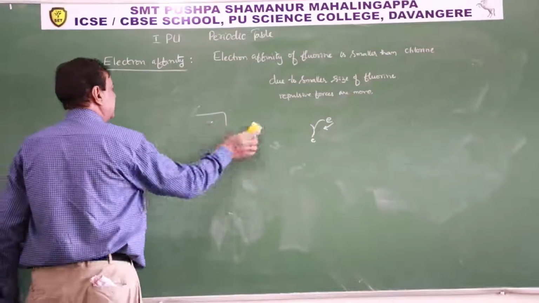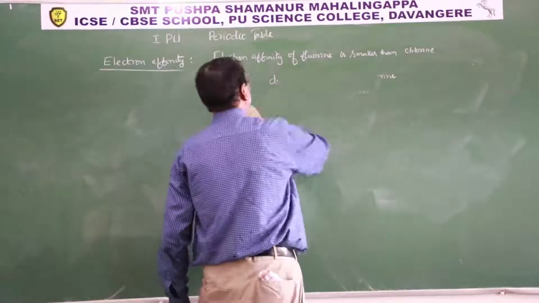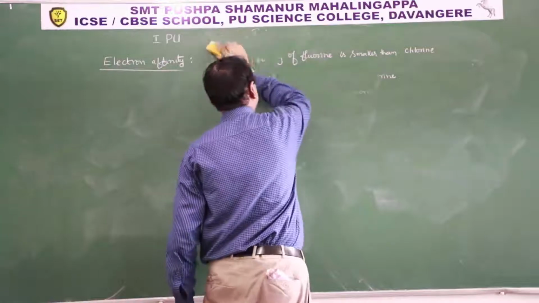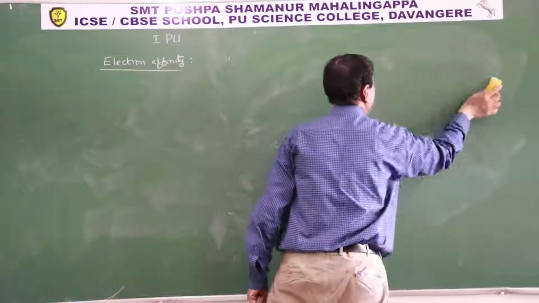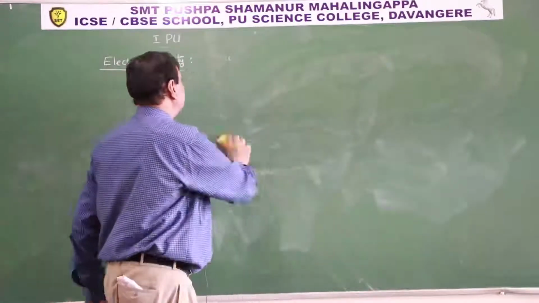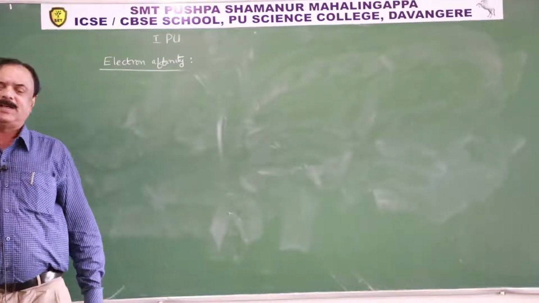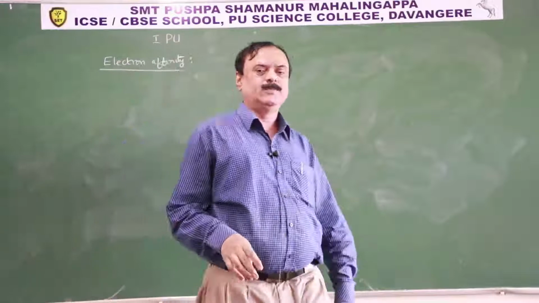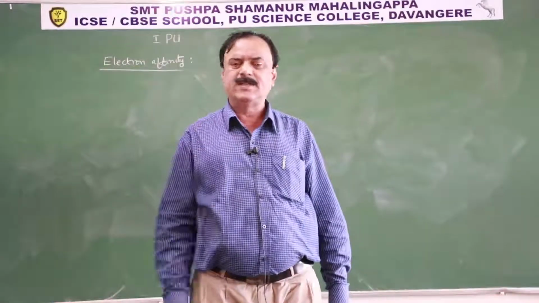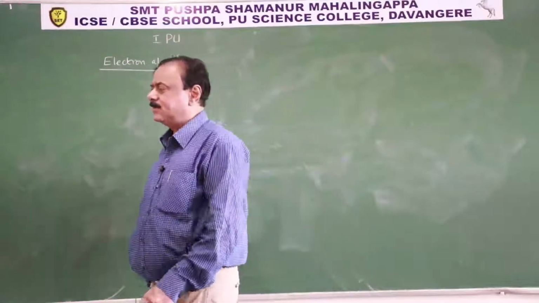Whereas in the case of the zero group elements, they have the octet electronic configuration. Therefore, they do not have the ability to attract electrons. Is it clear? Therefore, the electron affinity value of zero group elements is always 0. This is about the trend of the electron affinity values. Is it clear? This is about the periodic table.